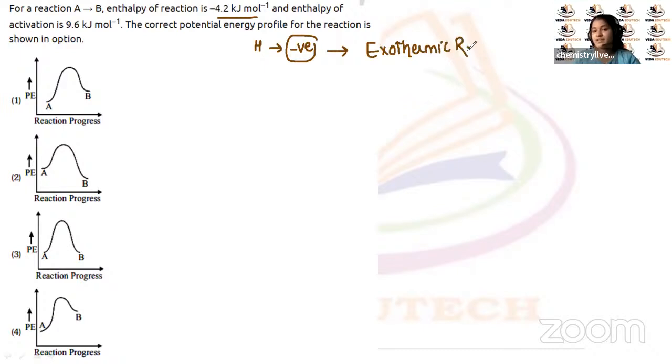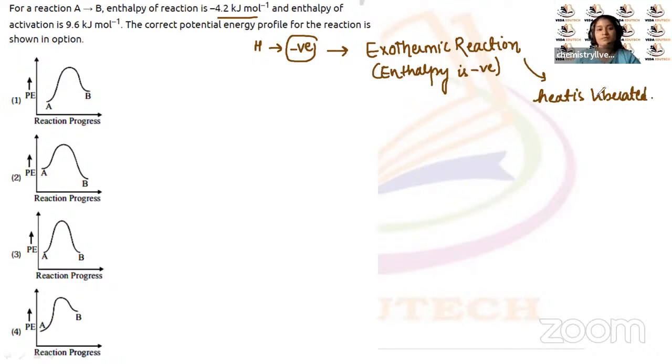The first thing that we understood from the question is that enthalpy is negative. So when enthalpy is negative, the reaction is exothermic, that is, heat is liberated. The activation energy, EA.